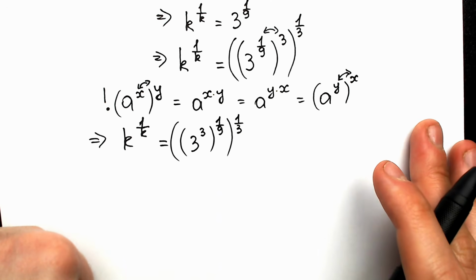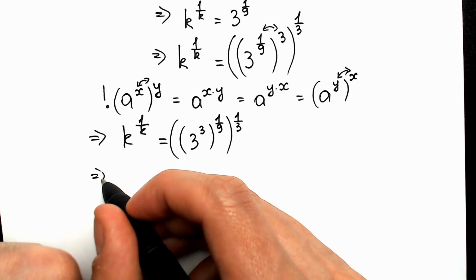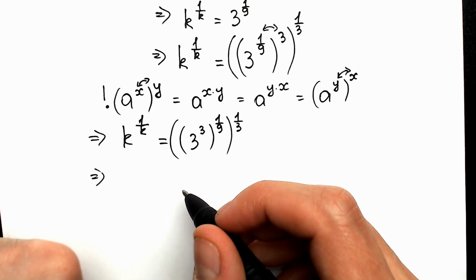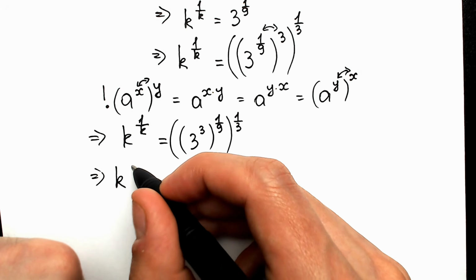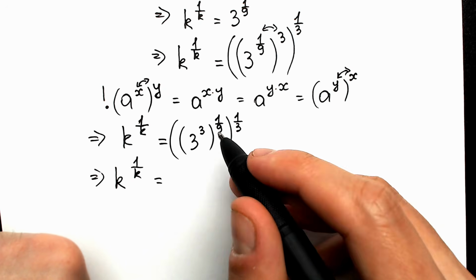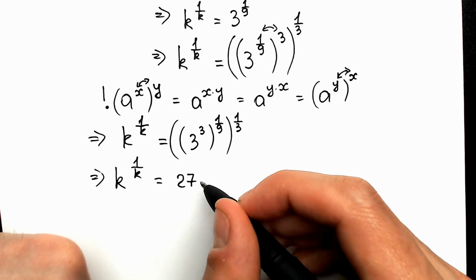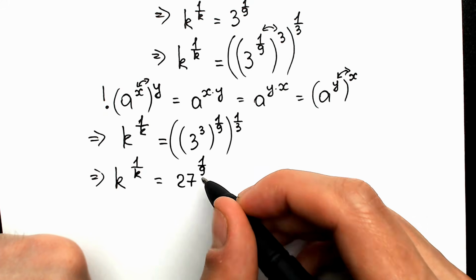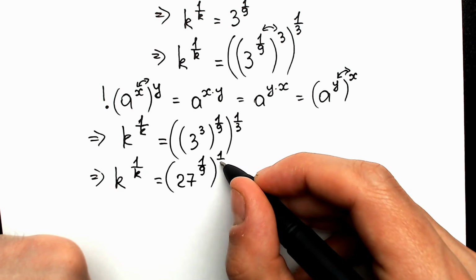Right now let's simplify our expression. First of all, we write the left side without any changes: k to the power 1 over k. On the right side, 3 cubed equals 27. So we have 27 to the power 1 over 9, raised to the power 1 over 3.